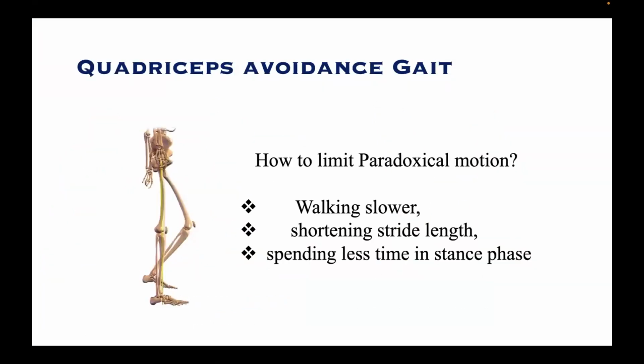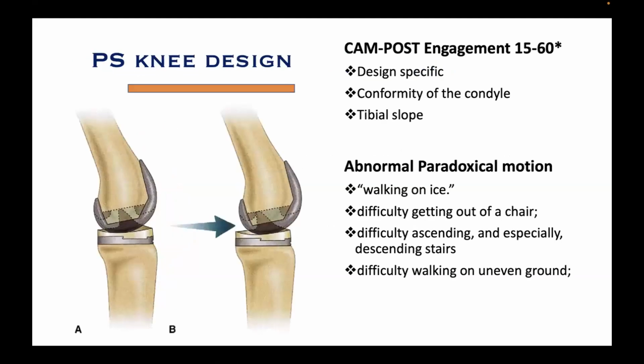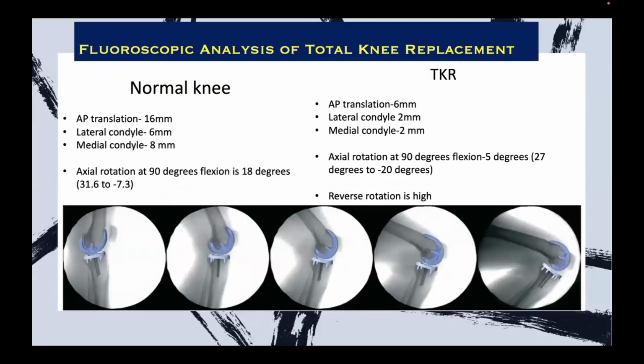So how to limit the paradoxical motion? The patient tends to walk slower, has a shortened stride length, and spends less time in the stance phase. In a PS knee, because the cam-post engagement occurs at 15 to 60 degrees, the paradoxical motion is much less. These patients complain of a feeling of walking on ice, difficulty getting out of a chair, difficulty ascending and especially descending stairs, and difficulty walking on uneven ground. But after some time, they get used to that.